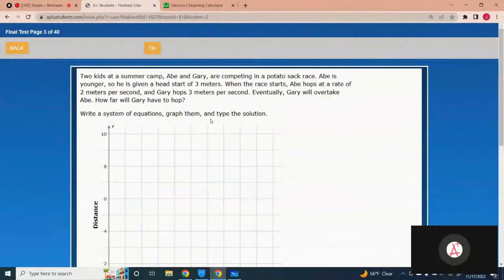So, let's write the equations and solve the question. Two kids at a summer camp, Abe and Gray, are competing in a potato sack race. Abe is younger, so he is given a head start of 3 meters.